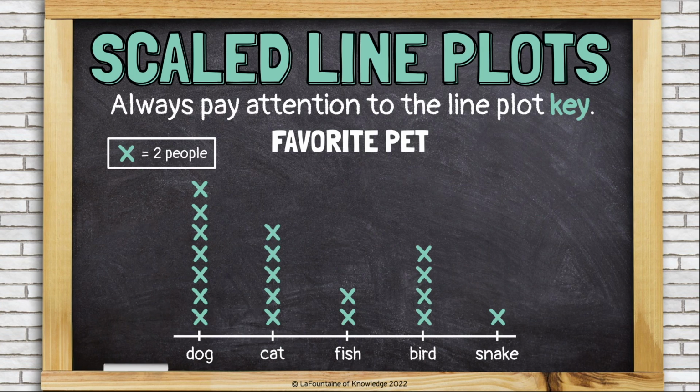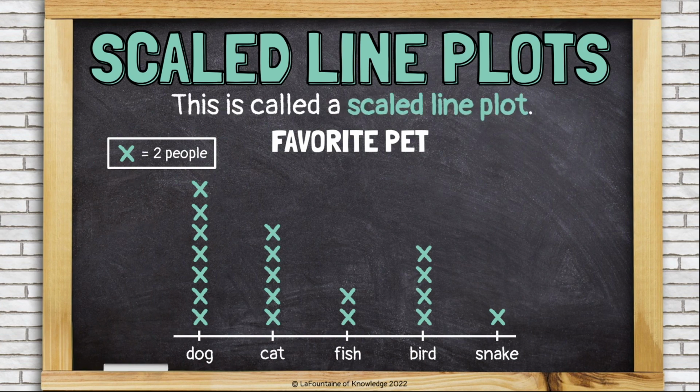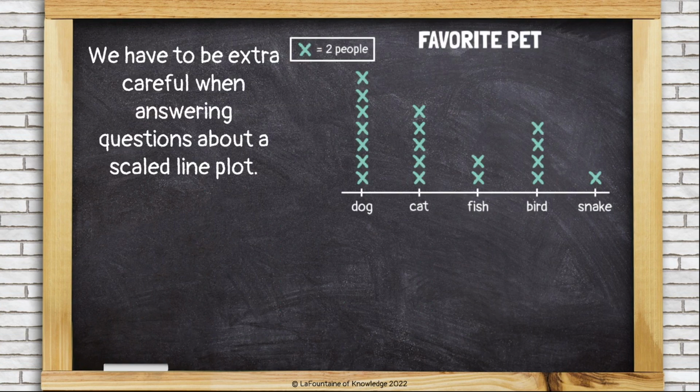Now let's look at a scaled line plot. Always pay attention to the line plot key. Take a look at this one. What do you notice? This time, an X equals 2 people. This is called a scaled line plot, when each X is worth more than 1. We have to be extra careful when answering questions about a scaled line plot.